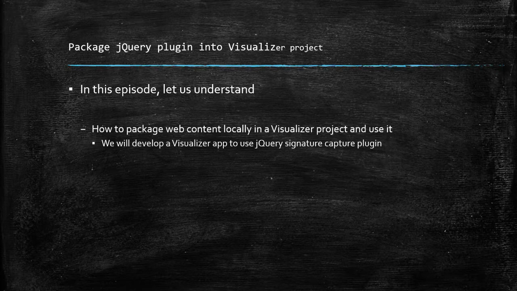So as part of this playlist, this is the first video in which we are going to talk about how to include a jQuery signature capture plugin into a Visualizer project and use that as part of the forms and code that we write as part of the Visualizer project. So without further ado, let's look at how we can do that using Visualizer.